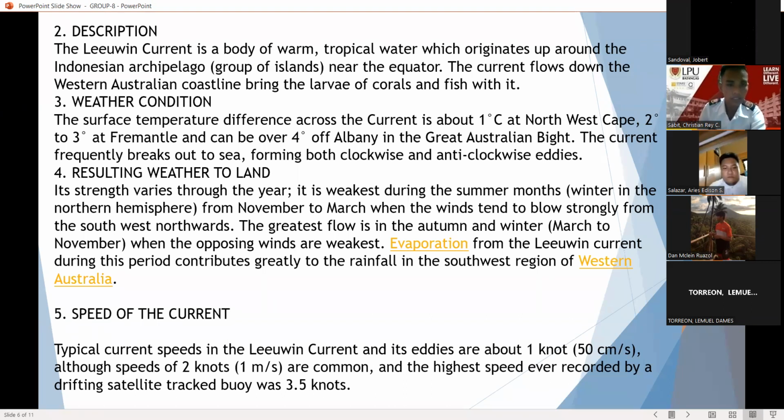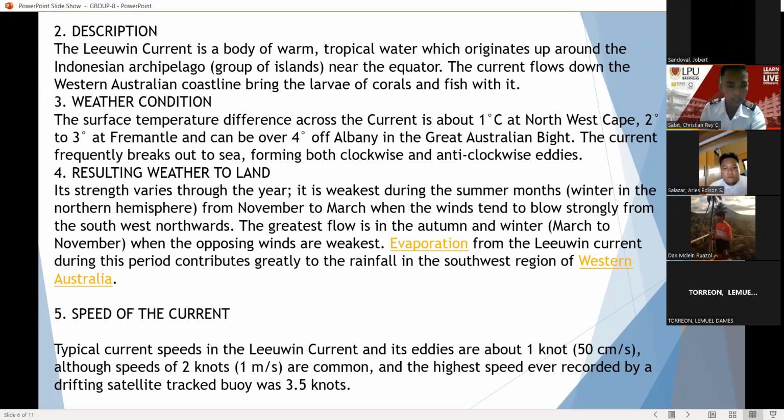Resulting weather to land of Lewin Current. Its strength varies through the year. It is weakest during the summer months, winter in the northern hemisphere, from November to March, when the winds tend to blow strongly from the southwest northwards. The greatest flow is in the autumn and winter, March to November, when the opposing winds are weakest. Evaporation from the Lewin Current during the period contributes greatly to the rainfall in the southwest region of Western Australia.